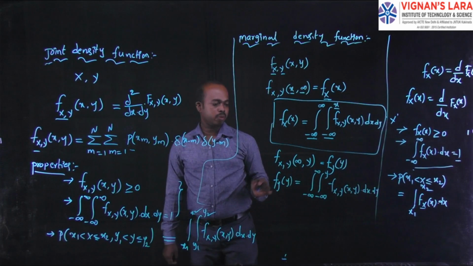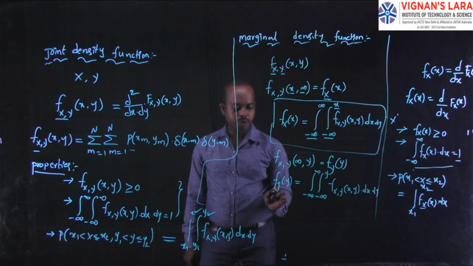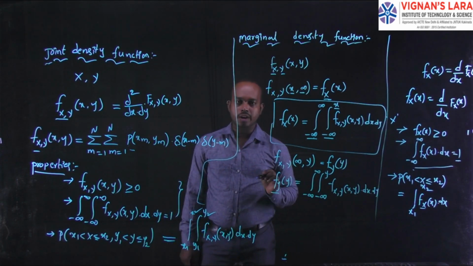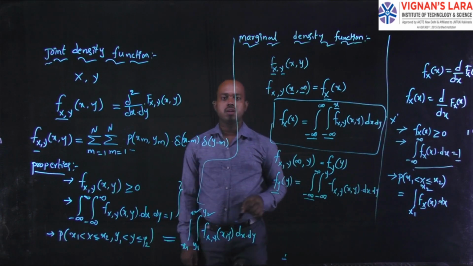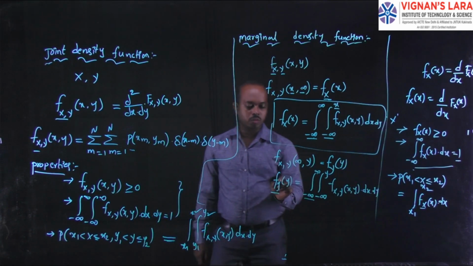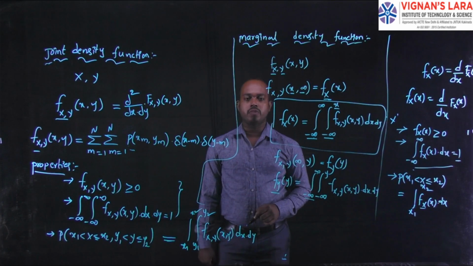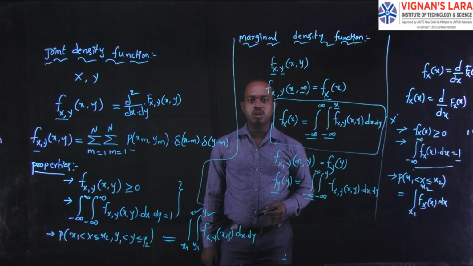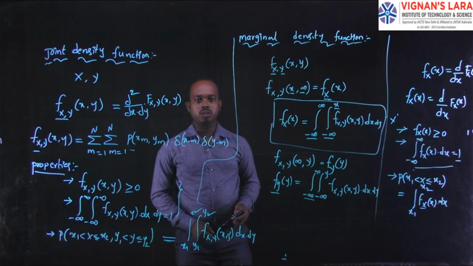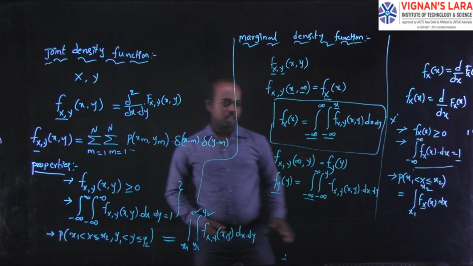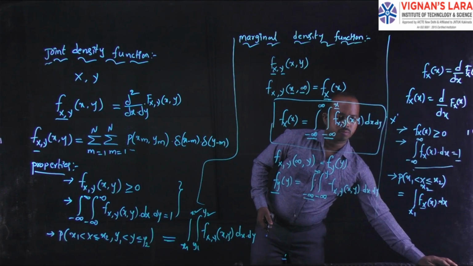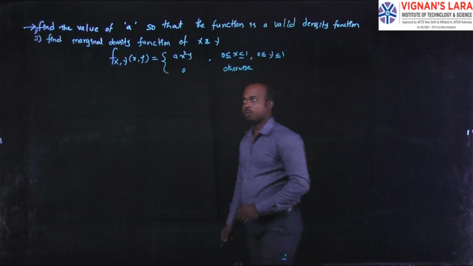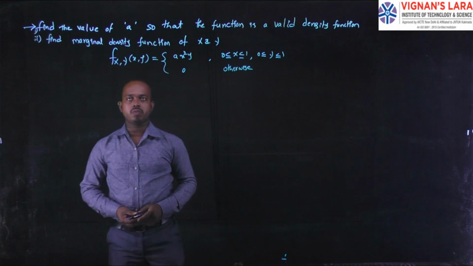Simply remember, we can obtain the marginal density function of random variable y by setting the random variable x limits to infinite. With that we are able to find the marginal density function of random variable y. These are the formulas we have under the joint density function. Next, we have to see some example problems. One example problem relates to the joint density function.